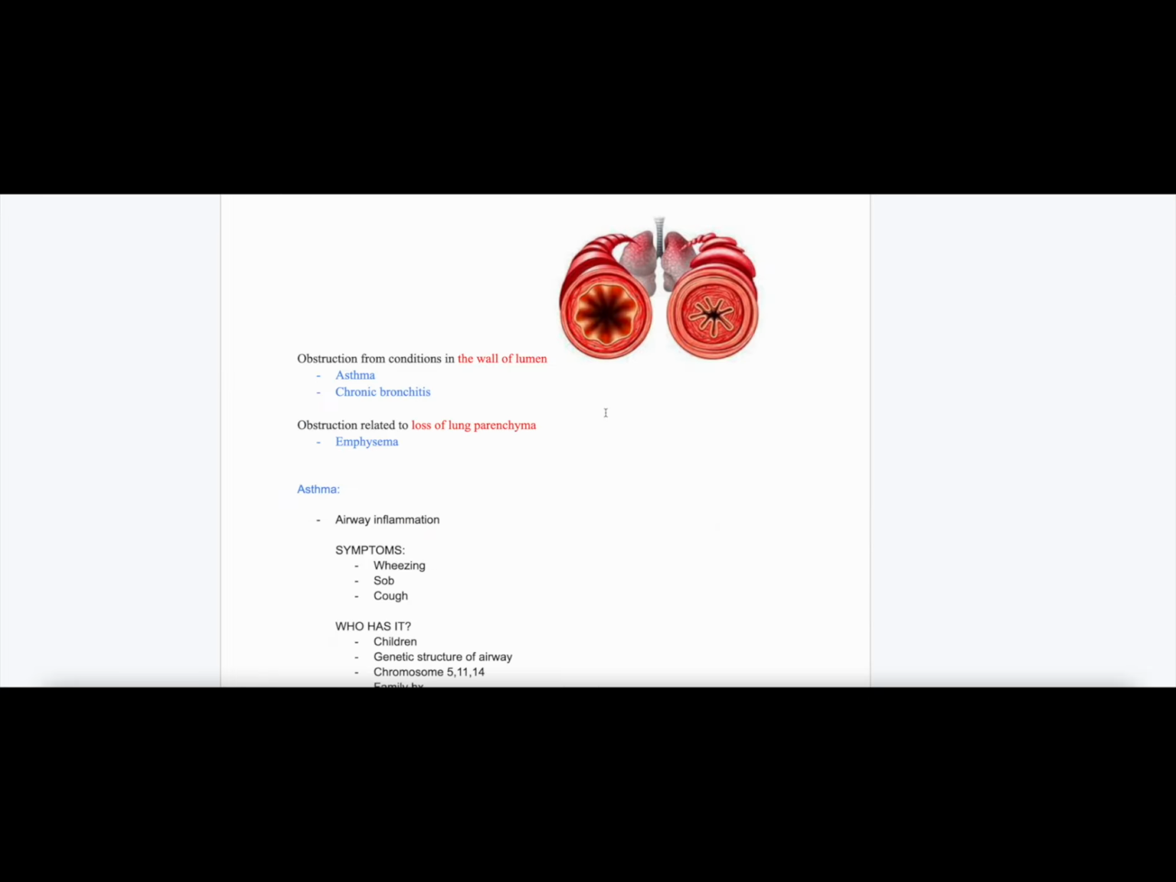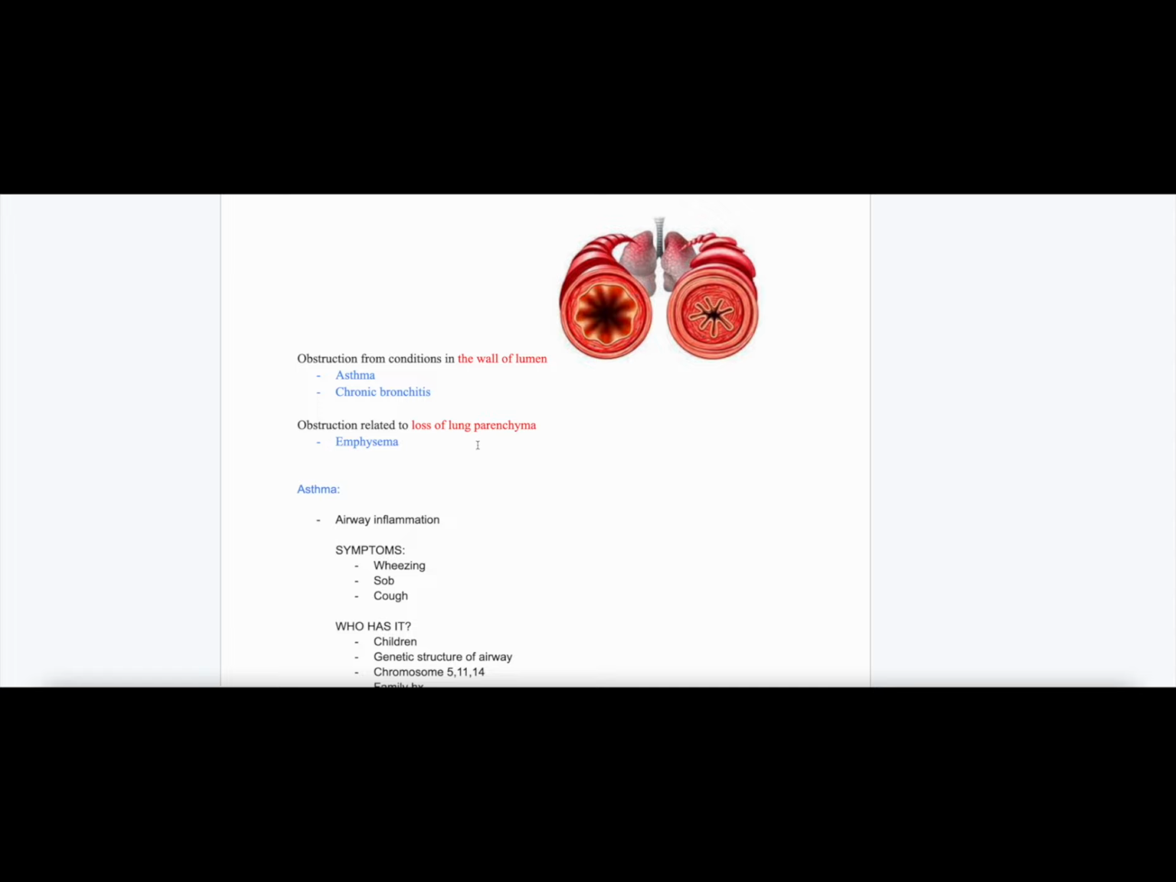Now that we've got the anatomy out of the way, this is the lumen. As you can see here, I put obstruction from conditions in the wall of the lumen versus obstruction related to the loss of lung parenchyma. Now I wanted to go over some notes that I have written here. I'm going to focus on obstruction with conditions in the wall of the lumen. Lung parenchyma involvement is when the air spaces are filled with exudates, pus, or any cellular debris, causing consolidation of the affected part of the lung. So the air spaces are going to be filled with pus or some other sort of infection. I'm going to talk about emphysema for that.